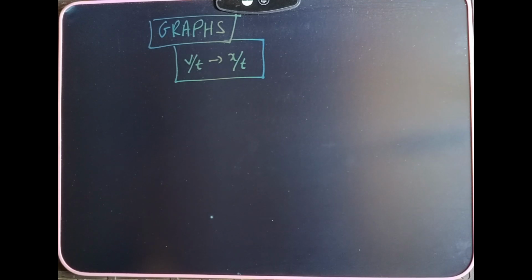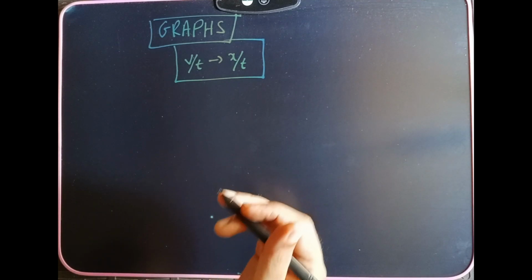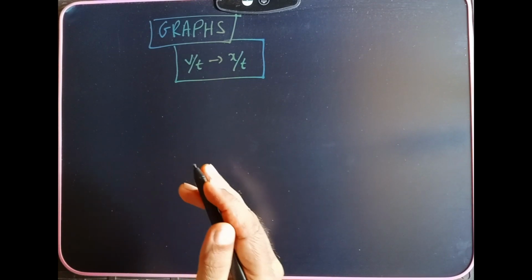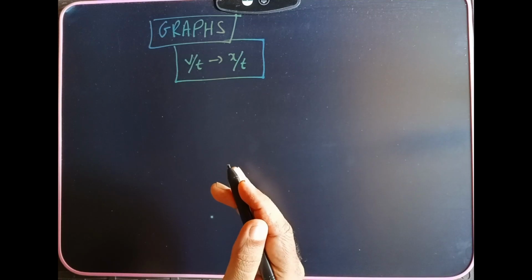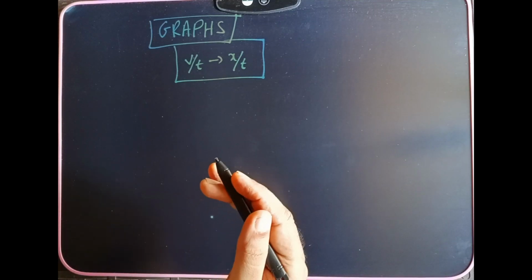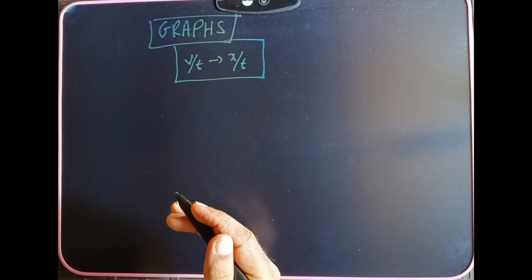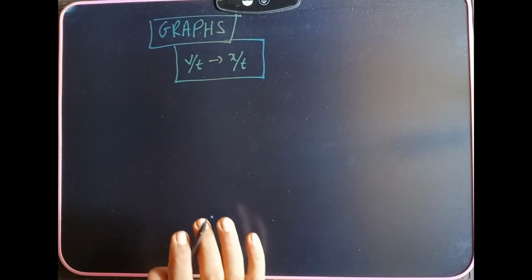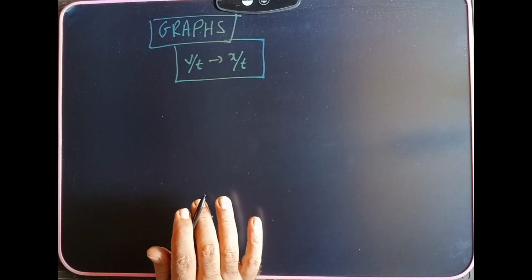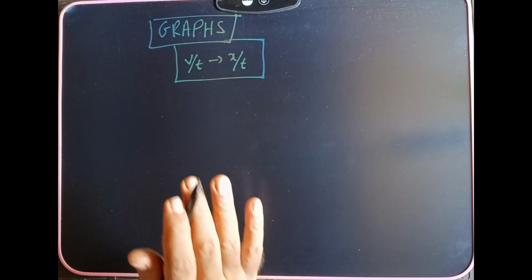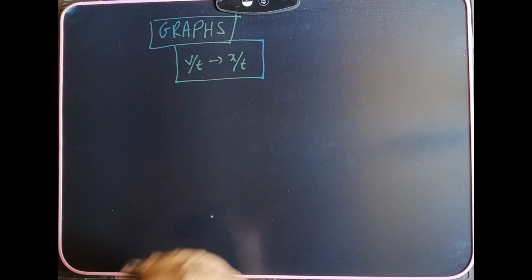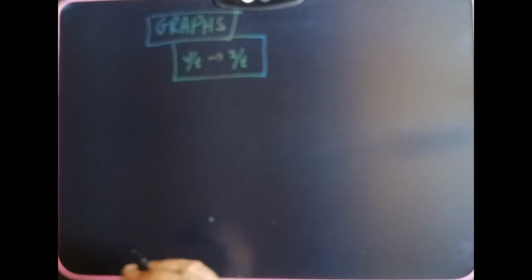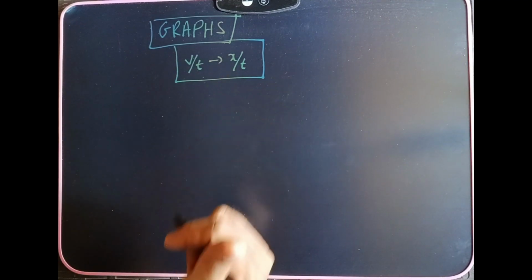Today's session is about graphs. We are going to continue our discussion on graphs. In the previous session, we saw how the displacement time graph can be used to find the velocity time graph. And from the displacement time graph, we can also find the acceleration time graph. If you have not watched the video, please do watch that video before you get onto the reverse. Today we're going to see the reverse process of converting velocity time graph into displacement time graph.